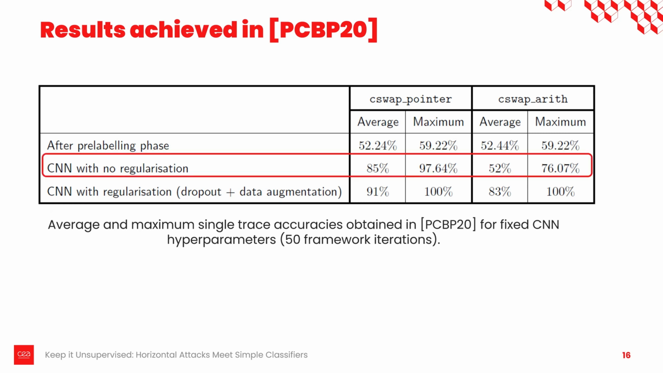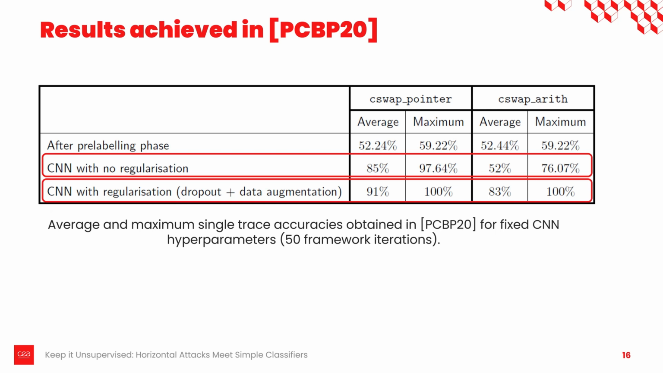Then, by applying the iterative framework with a convolutional neural network that we'll be discussing later, the average accuracy rises up to 85% for the pointer dataset, and the maximal accuracy rises up to 76% for the arithmetic dataset. So the outstanding claimed results are reached by applying some regularization techniques, namely the dropout and data augmentation. And this led the maximal accuracy to reach 100% for both datasets.